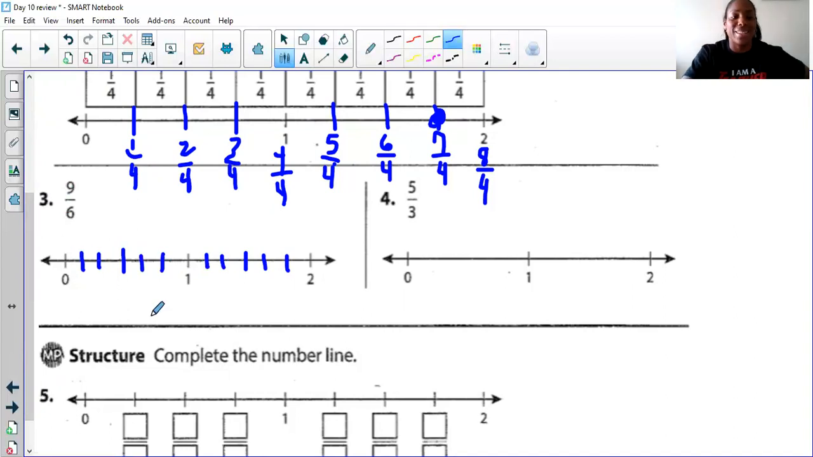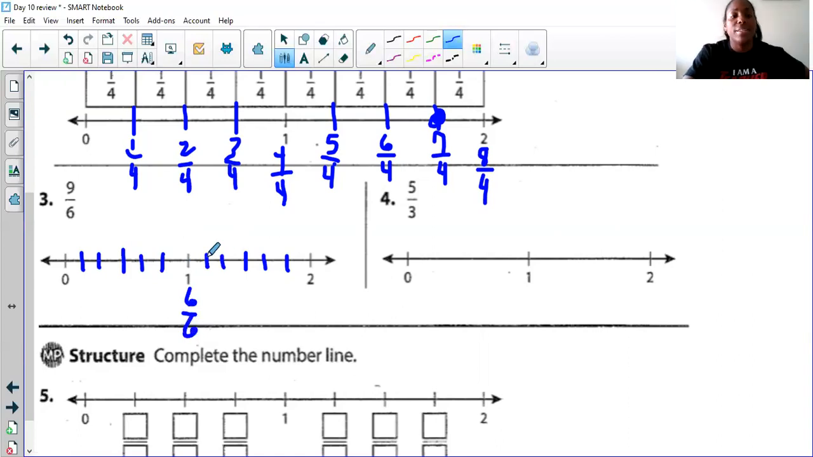So 9/6, I know that would be 1/4, 2/4, 6, I'm sorry. So let's try again, 0/6, 1/6, 2/6, 3/6, 4/6, 5/6. Obviously 1 whole is going to be 6/6.